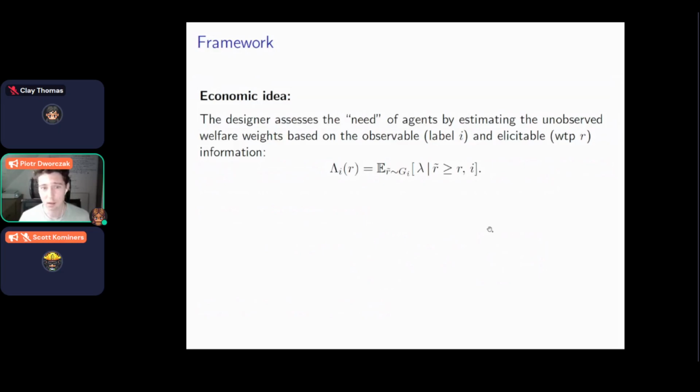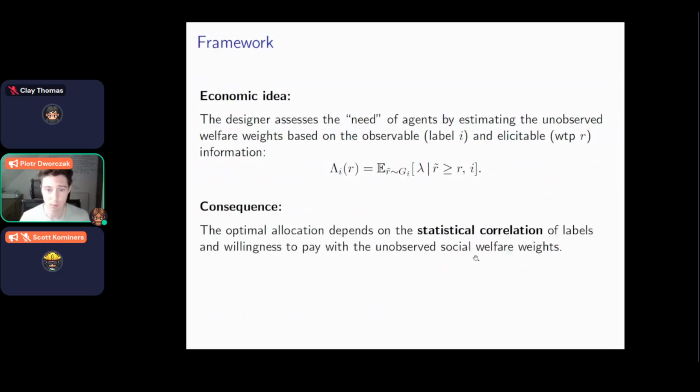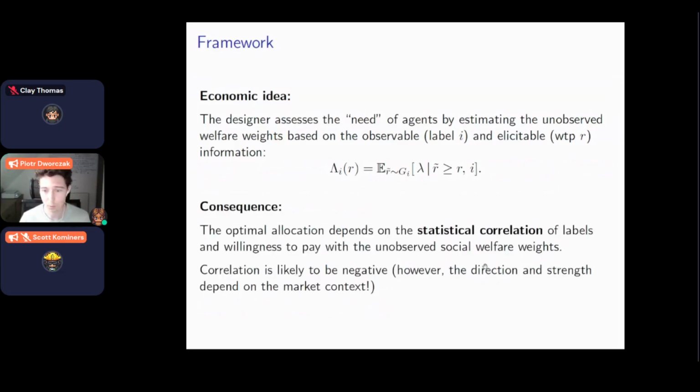And again, this is the economic idea. We're trying to forecast these welfare weights. Let me skip this part because that's what we covered in detail in the first part of the tutorial. The idea here, even though we're going to treat this from now on as a primitive of the model, this function, is that the shape of this function depends on the market context. This was the example that Scott gave.